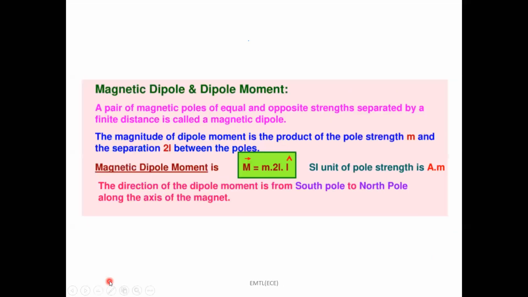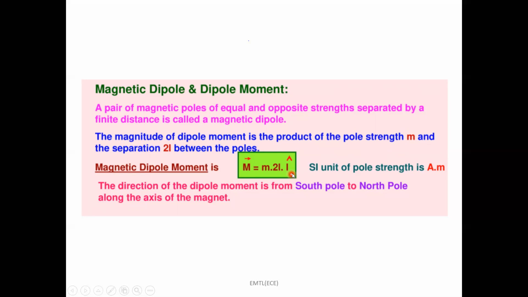Now, magnetic dipole. So, what is a magnetic dipole? A pair of magnetic poles of equal and opposite strengths separated by a finite distance is called a magnetic dipole. Here, the magnetic dipole moment is represented by capital M. The magnitude of the dipole moment is simply the product of the pole strength m and the separation between the poles, that is 2L. So the magnetic moment capital M is equal to small m into 2L.